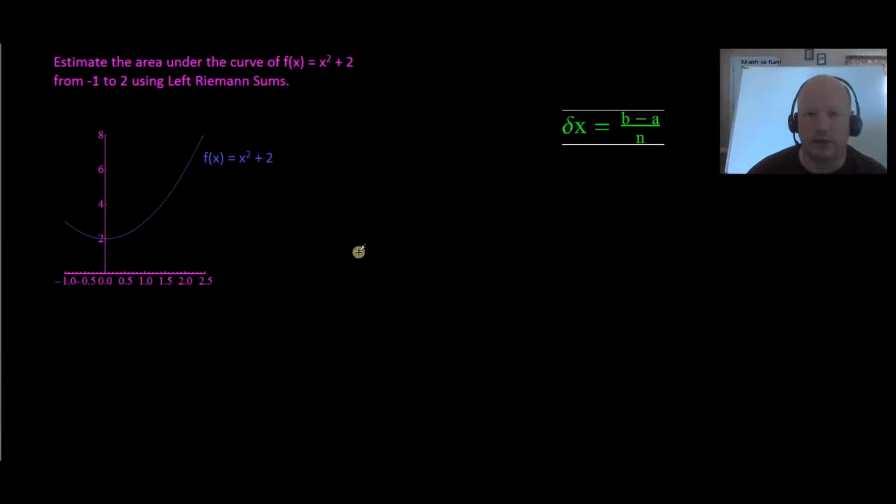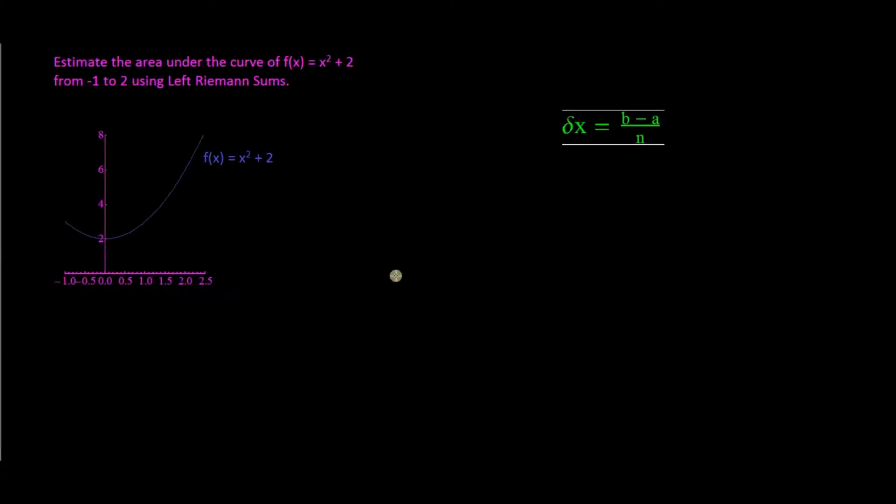So today, as you can see, we're going to be estimating areas under a curve using Riemann sums. So let's get started. So the problem statement that we're going to look at today is we're going to estimate the area under this curve, f of x equals x squared plus 2. And we're going to do that from -1 to 2.